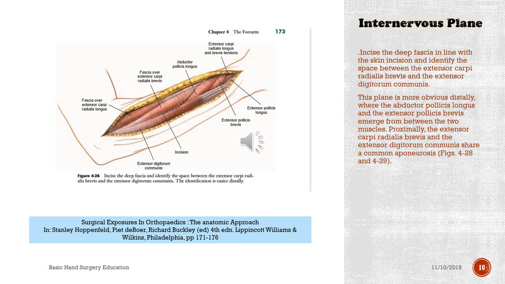In this plane, incise the deep fascia in line with the skin incision and identify the space between the extensor carpi radialis brevis and extensor digitorum communis. This plane is more obvious distally, where the abductor pollicis longus and extensor pollicis brevis emerge from between the two muscles. Proximally, the extensor carpi radialis brevis and the extensor digitorum communis share a common aponeurosis.